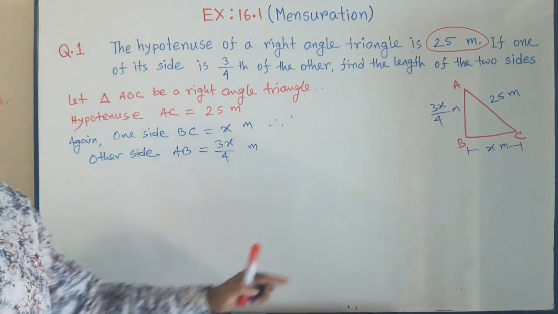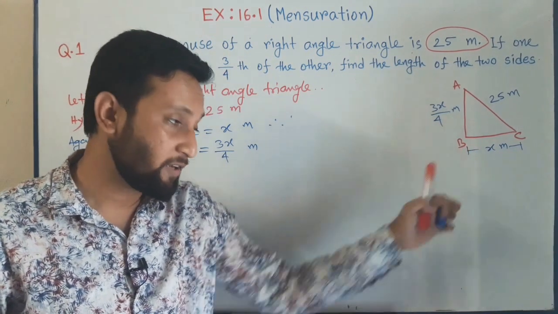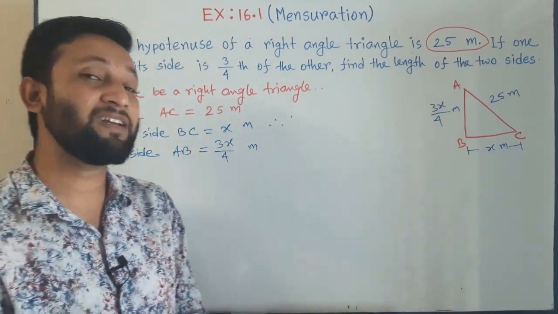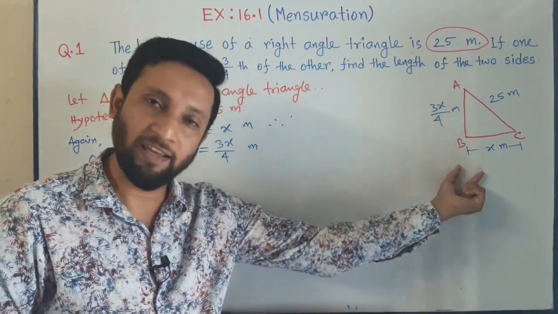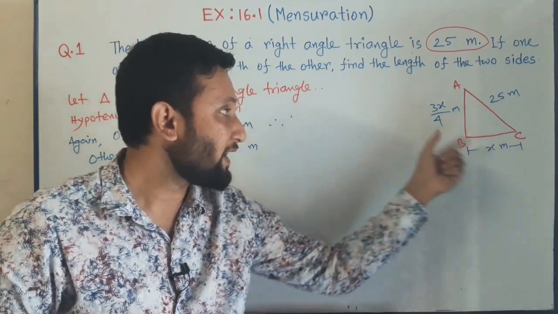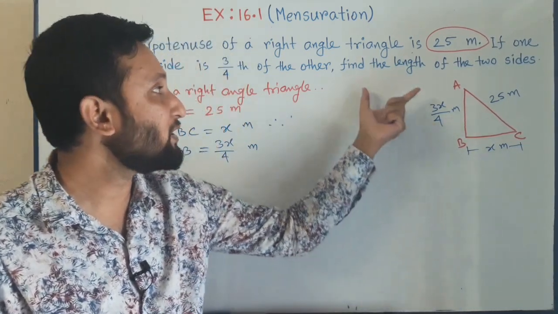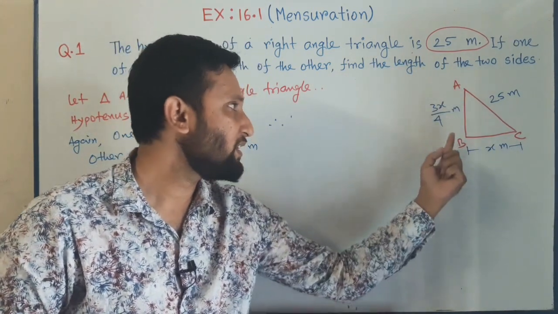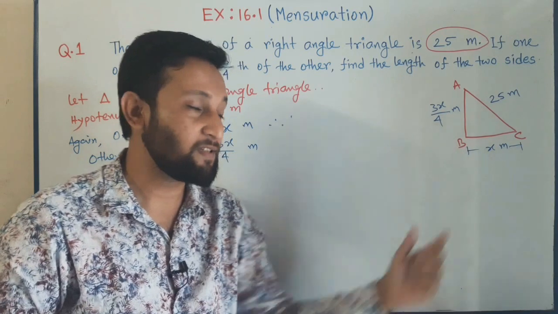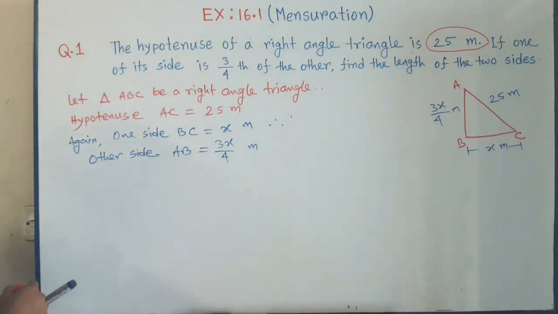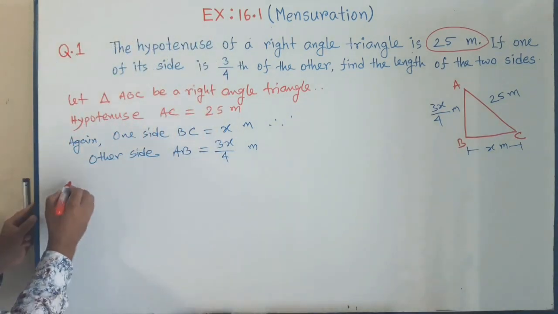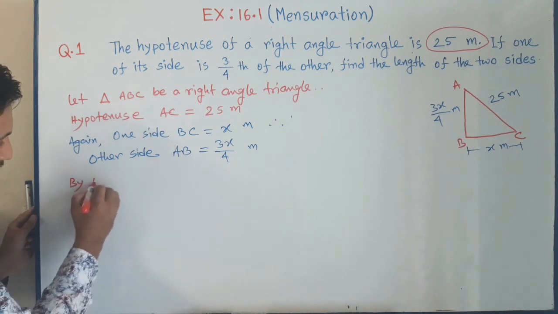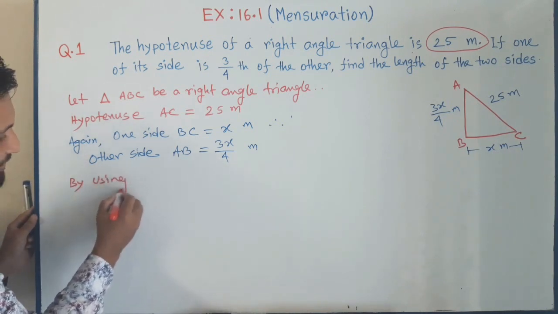Now we can use Pythagoras theorem here. By using Pythagoras theorem we can easily find the value of x. So x is one side and the other side is 3x/4. We have to identify the two sides, the side lengths of AB and BC. So now we can write by using Pythagoras theorem.